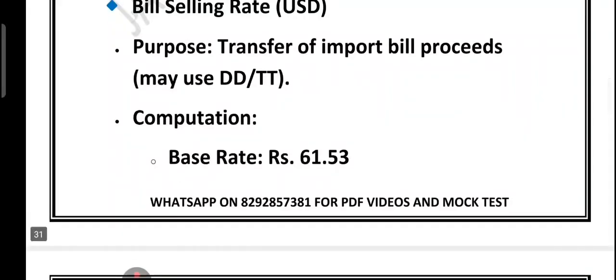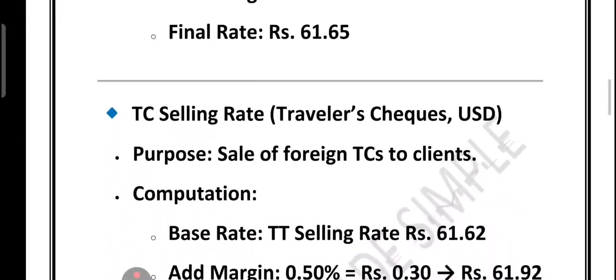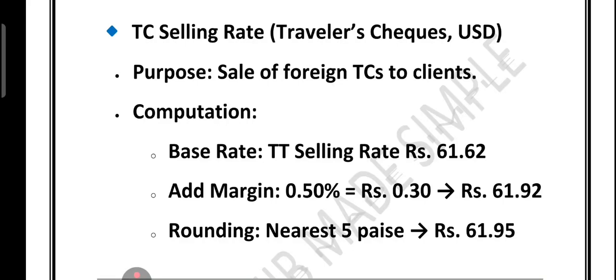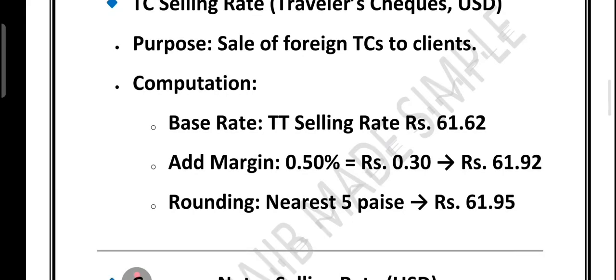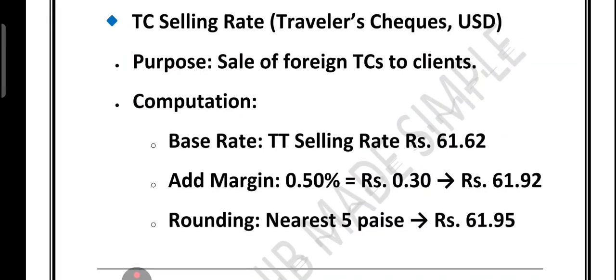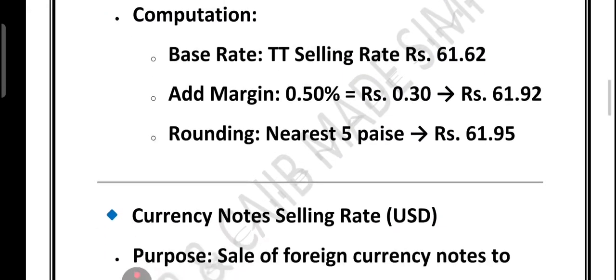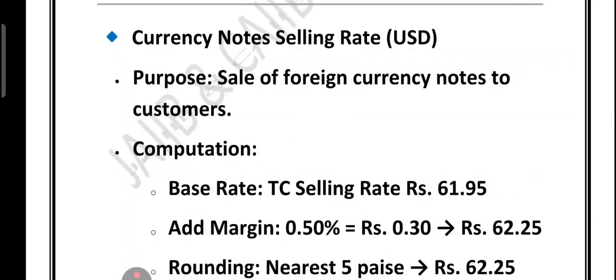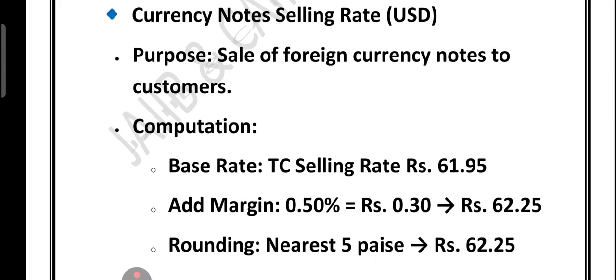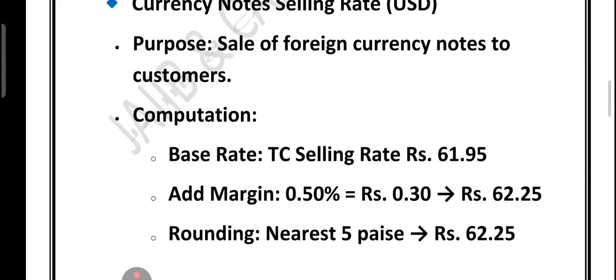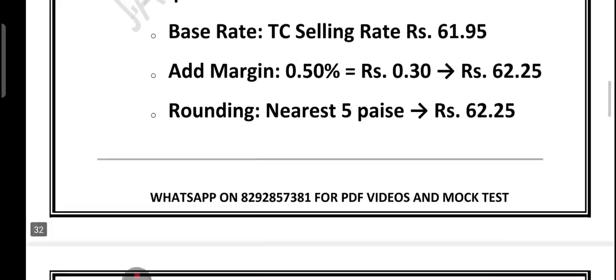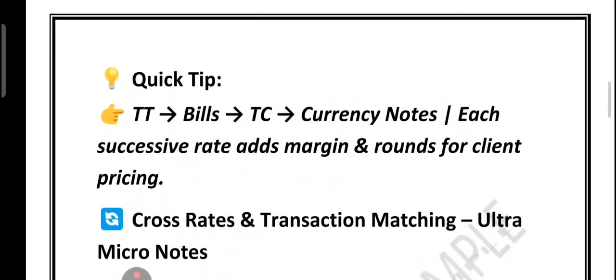Now let's talk about the financial derivative. Before that, it is TC selling rate. Traveler check selling rate. Again, it is very simple. You are selling the foreign traveler check to the client. Very simple. Take the base rate, add margin, and that's it. Then we have the currency note selling rate. We call it CN selling rate. That is all about selling the foreign currency notes to the customer. Take the base rate, add margin, you get the foreign currency selling rate. So these are the steps that you have to follow. TT, bill, TC, currency notes, etc.